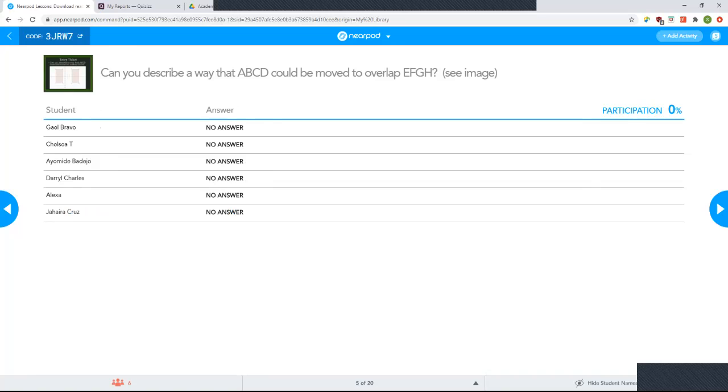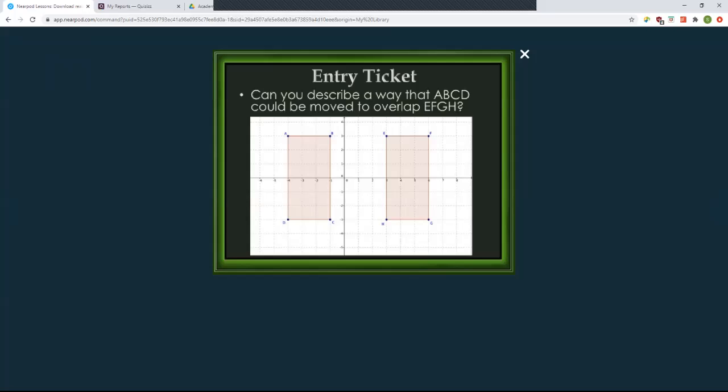All right, so can you describe a way that rectangle ABCD could be moved to overlap EFGH? So basically you're taking that figure and you're going to do something to make this be right on top of this. And how would you describe how you could do that?